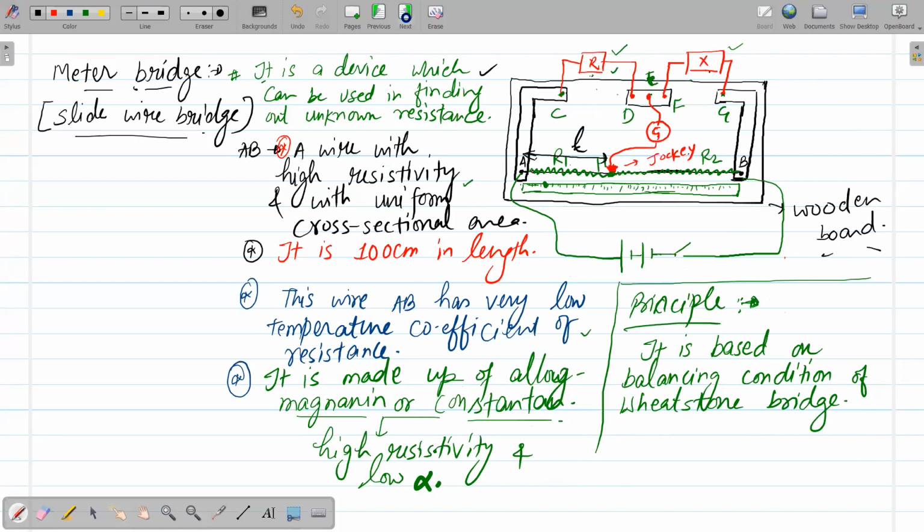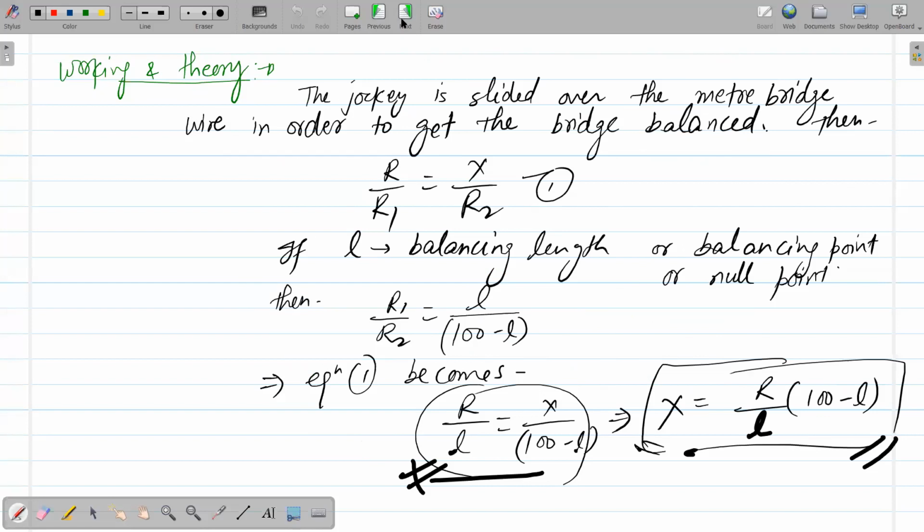Now it's time to discuss a few problems related to it. Still, students, one more instrument, that is the potentiometer, is left, but no issue, we can cover this in the next class, right? Today we have covered a lot. All the things have been discussed quite conceptually, basically. So that was also a good discussion.